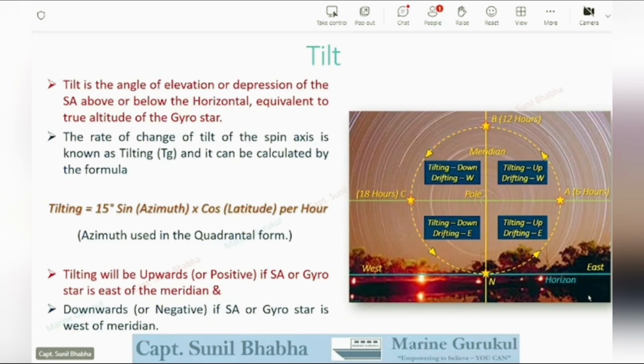Clear up to here, beta? Go ahead, beta. Sir, above the horizon, how, I mean, tilting is also going downwards above the horizon, right, in the explanation, in the definition.